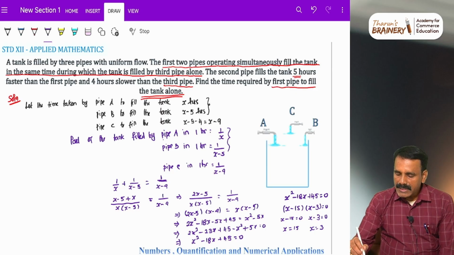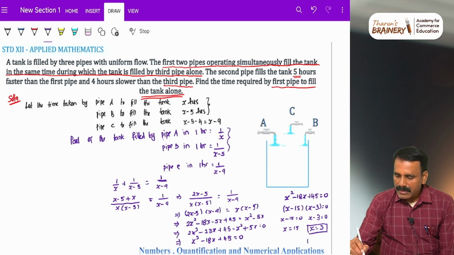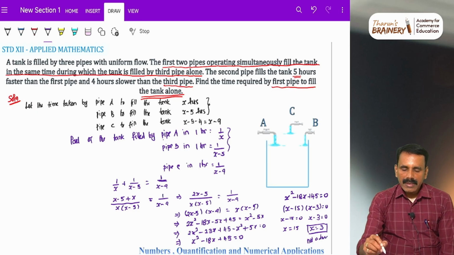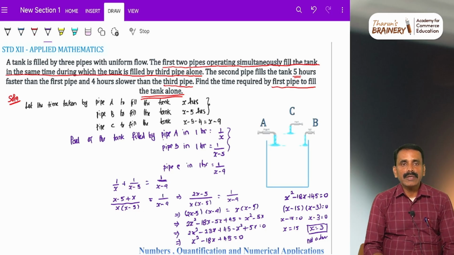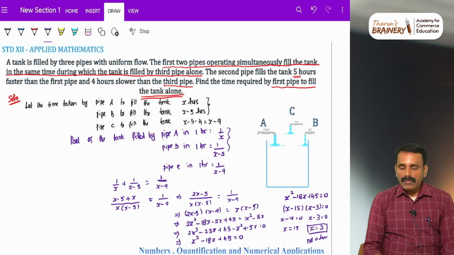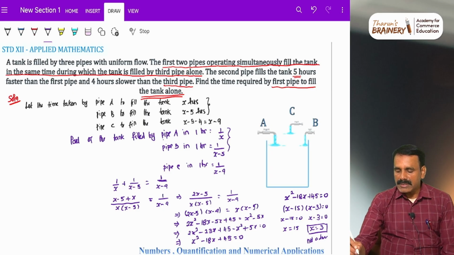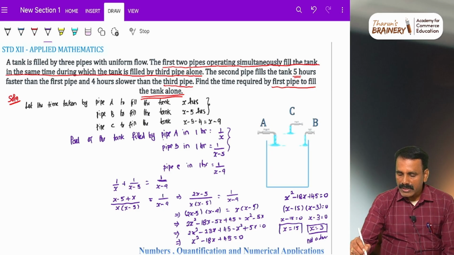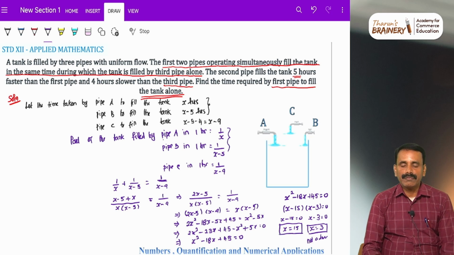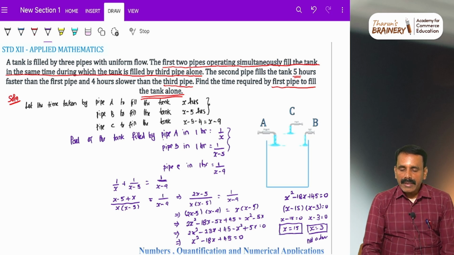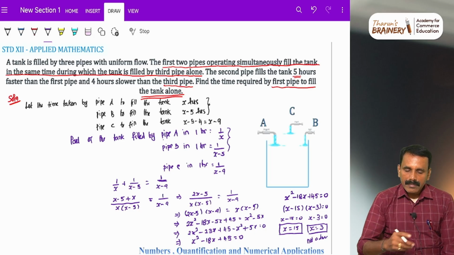Okay. But x is equal to 3 is not admissible. Why is it not admissible? If you take x is equal to 3, then time taken for pipe B to fill the tank will be 3 minus 5. It will be minus 2 hours. Your time cannot be negative. So we are neglecting this x is equal to 3 answer. So we conclude the solution by taking x is equal to 15. So the time taken by pipe A to fill the tank is 15 hours. Okay, the first pipe.